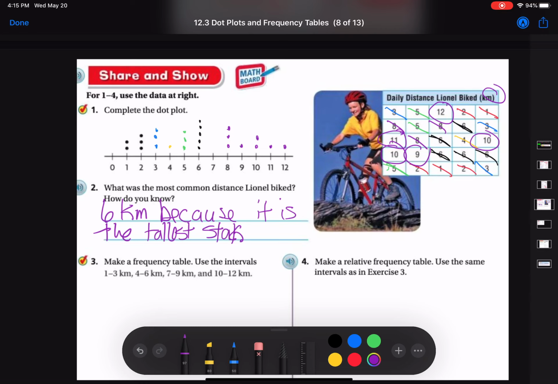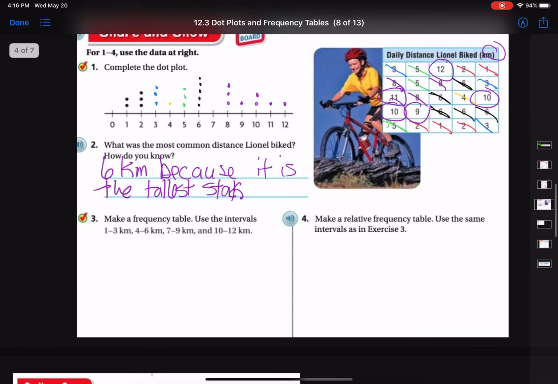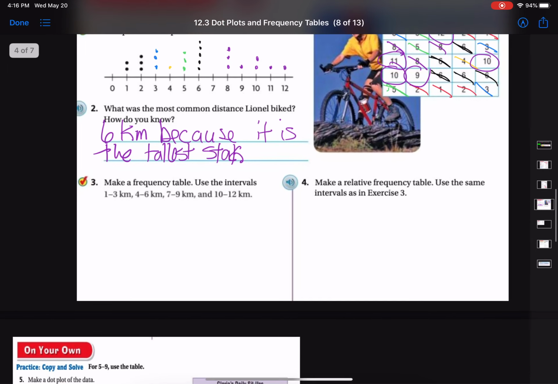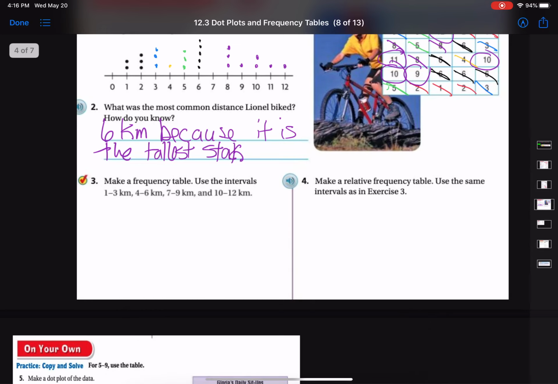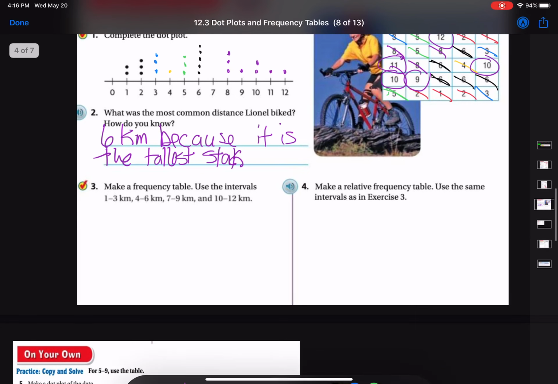There you go, forgot the C. Okay, so now I need to adjust this a little bit. I'm going to bring this up just a tiny bit. All right, so we're going to make a frequency table. And our frequency table is going to be daily distance.